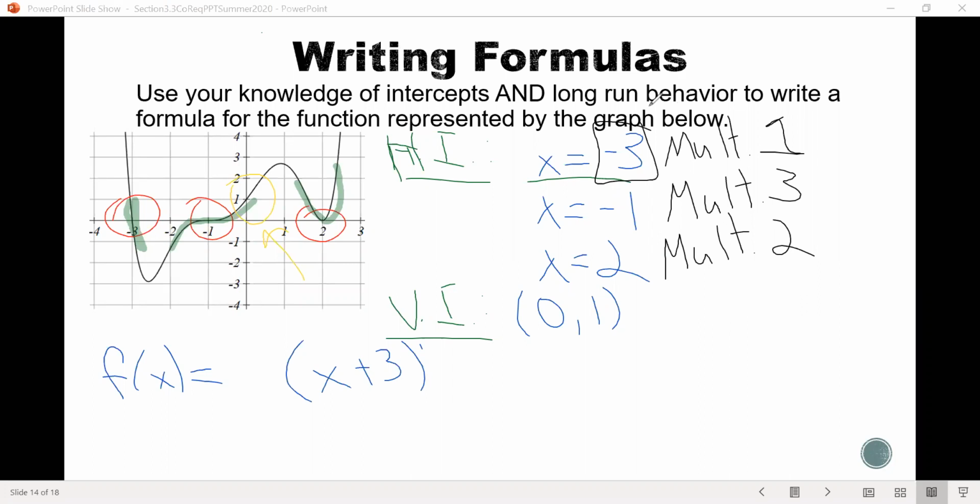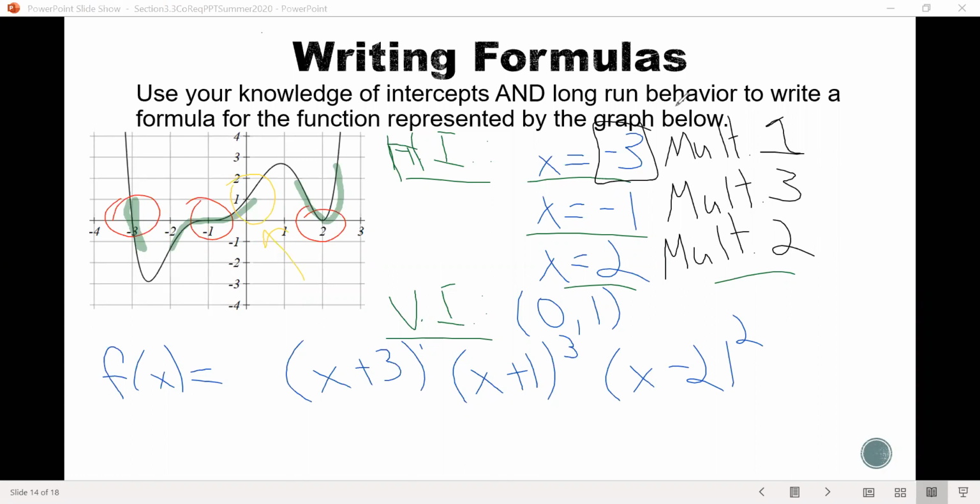Going on to x equals -1, that tells us there should be a factor of x plus 1 in our equation. It has a multiplicity of 3, so that should be to the third power. And finally, we have x equals 2, which has a multiplicity of 2. So that tells us we should have an x minus 2 here, to the second power for the multiplicity. So we have x plus 3 times x plus 1 cubed times x minus 2 squared.